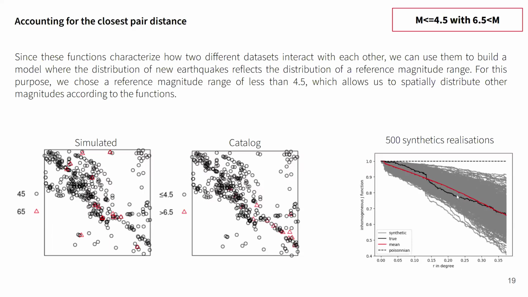So the black curve is the J function for the catalog. Each gray curve is the J function for one synthetic. So here this is one synthetic, but I will generate 500 of them, and then I will compute the mean. And as you can see, the mean is fitting the J function of the real catalog quite well.